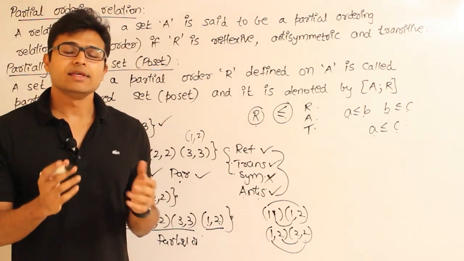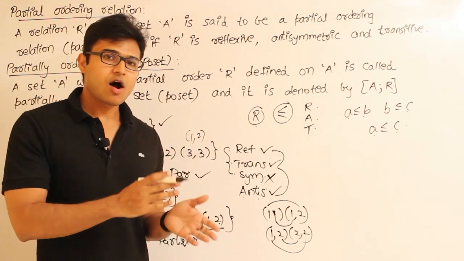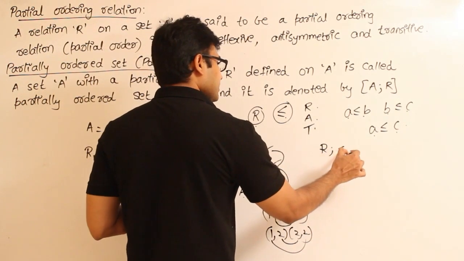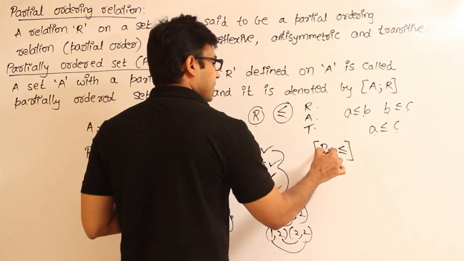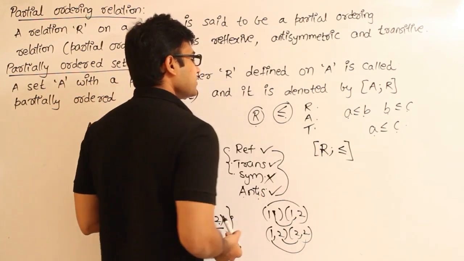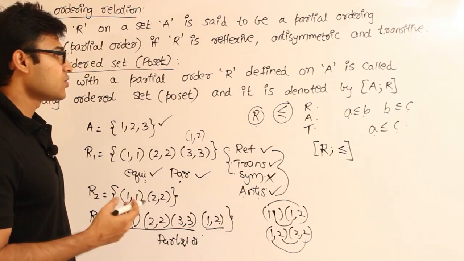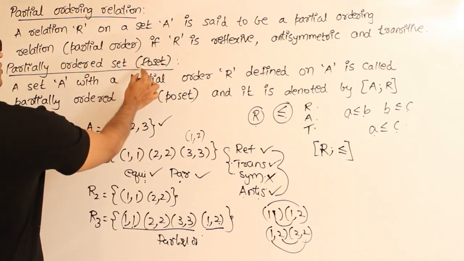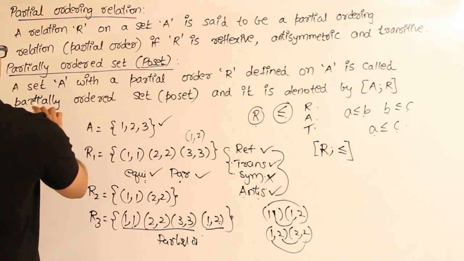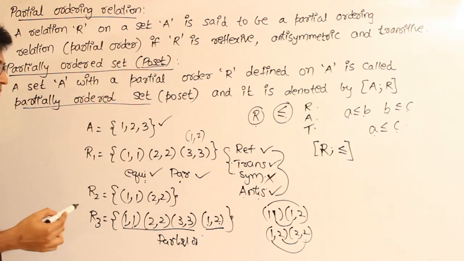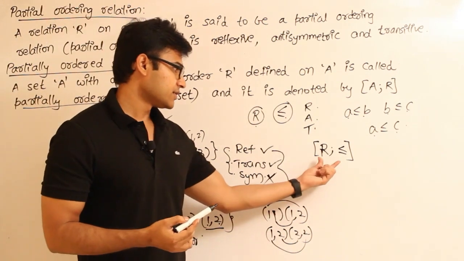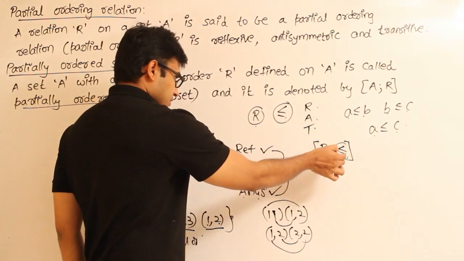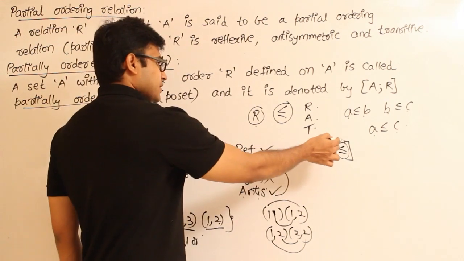Now when we combine these two, the set of all real numbers along with the relation, if I write like this, this is the set and this is the relation, it is called a Poset or partially ordered set. Just remember the terminology. So whenever they write like this, it means that it is a poset or partially ordered set, which means this relation is a partial ordering relation on this set R.